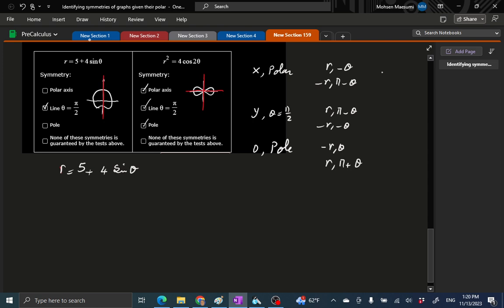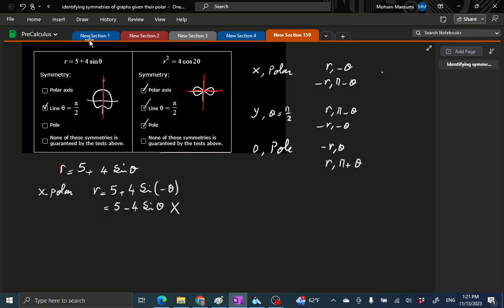So checking with respect to x, or the polar axis. So I change r to r, theta to minus theta. Now, is this same as what I had originally? Well, let's simplify. By negative angle identities, r is equal to 5 minus 4 sine of theta, and these are not the same, so this test fails.